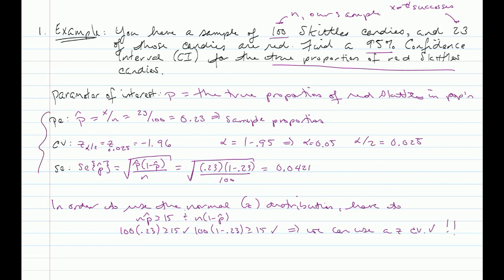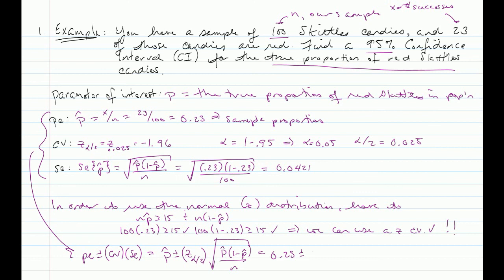So we put all these three things together. We've got our PE plus or minus CV times the standard error, or p hat plus or minus our z alpha over 2 times the square root of p hat, 1 minus p hat over n. So we've got our formula, we need our substitution, so 0.23 plus or minus negative 1.96 times 0.0421. And when we solve for this, our 95% confidence interval is 0.148 to 0.312.